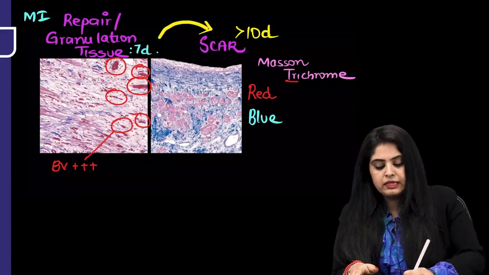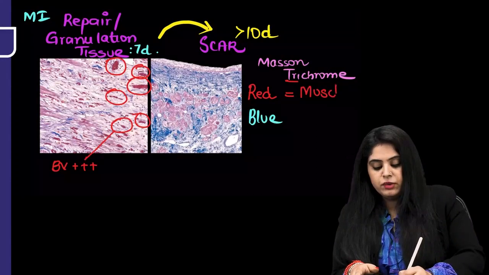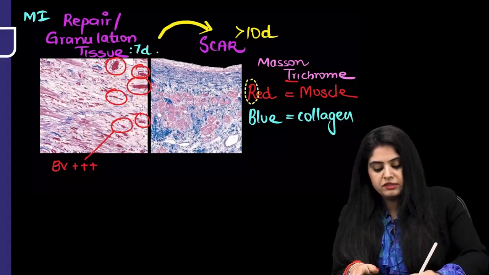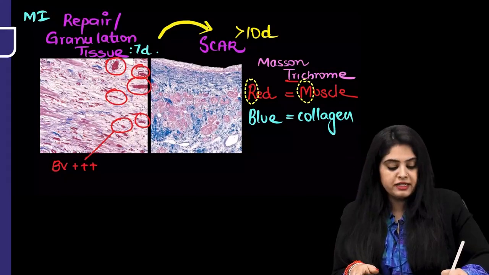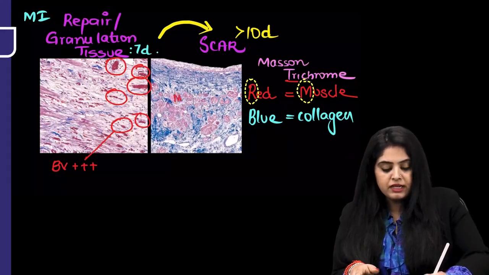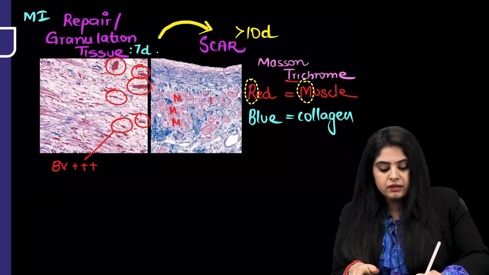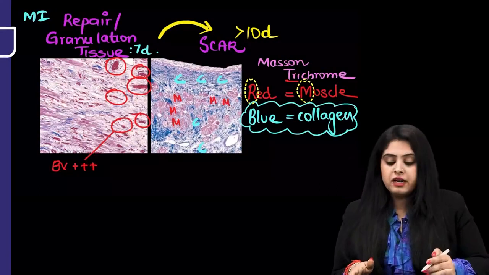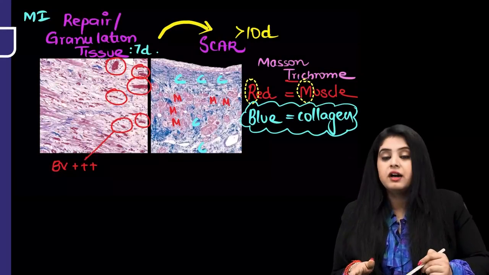So I had told you to learn a mnemonic. Muscle is going to come red, and then obviously the one that is left, collagen, is going to come blue. Now muscle is red, and I can see that. Look at this, the cardiac muscle part of it is coming red. Muscle is all red and all the collagen part is coming blue. So the scar has started. The scar formation has basically started, and that is how I will look at a scar when I talk about MI.